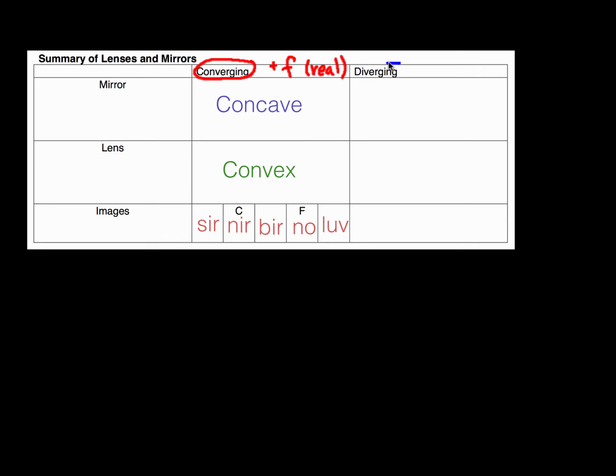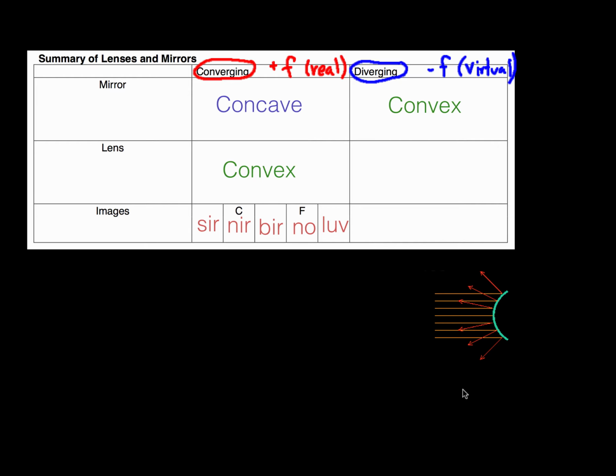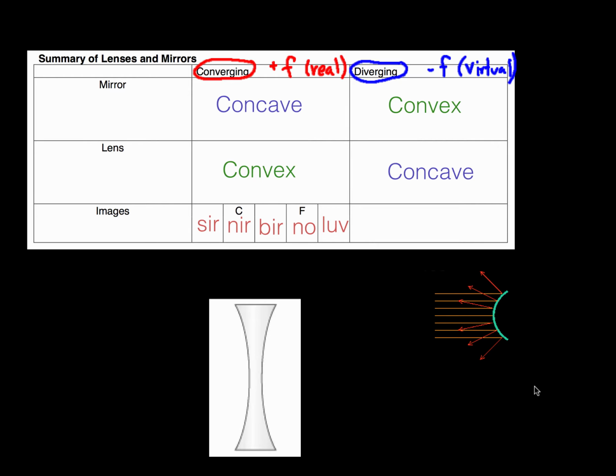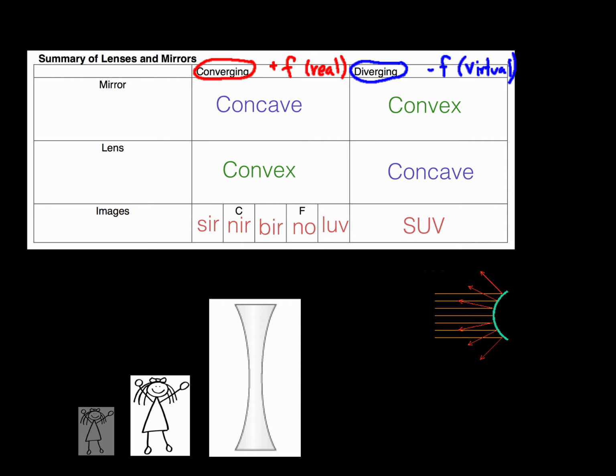Next, we're going to look at diverging lenses and mirrors. Diverging lenses and mirrors always have a negative focus. This means that the primary focus, or the focus for the mirror, is virtual and on the virtual side. This is a concave lens or a convex mirror. No matter what, a diverging lens or mirror will have the same kind of image. SUV, smaller, upright, and virtual.